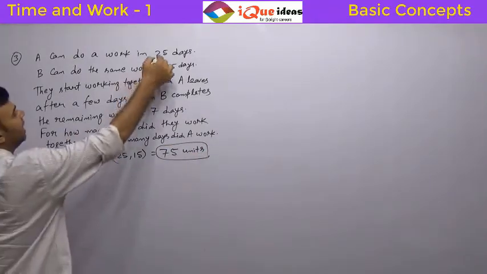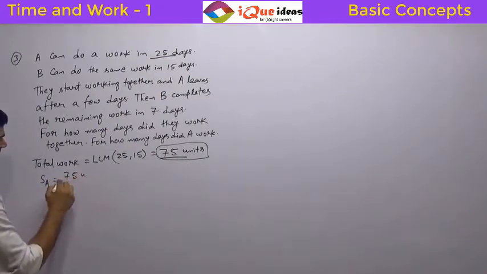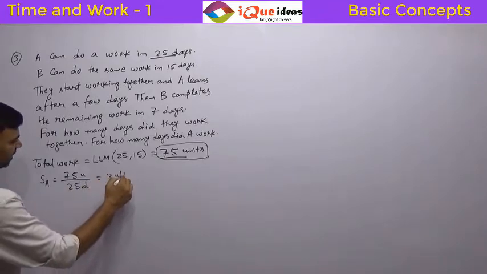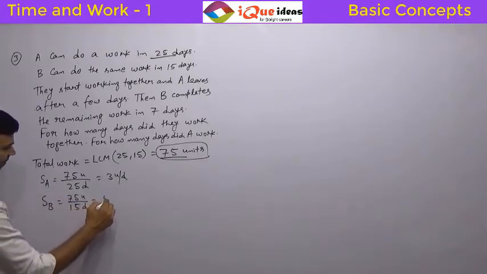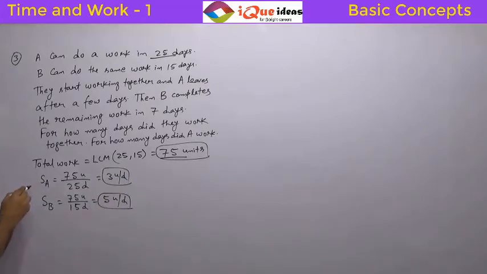Now what does A do? A takes 25 days to complete the total work of 75 units. So the speed of A will be 75 units divided by 25 days, which is 3 units per day. Then the speed of B will be 75 units divided by 15 days, so it is 5 units per day. So now we have the speed of A and the speed of B. SA means speed of A, SB means speed of B.